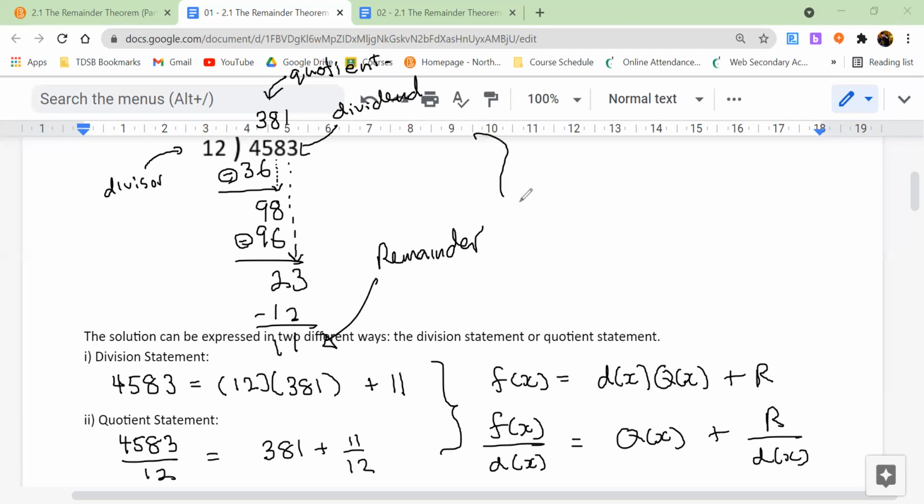So let's try to do the exact same thing for polynomials. Because after all, 12 is a number, so you can use it as a divisor. But isn't x plus 1 also considered a number? We just don't know what the value is.